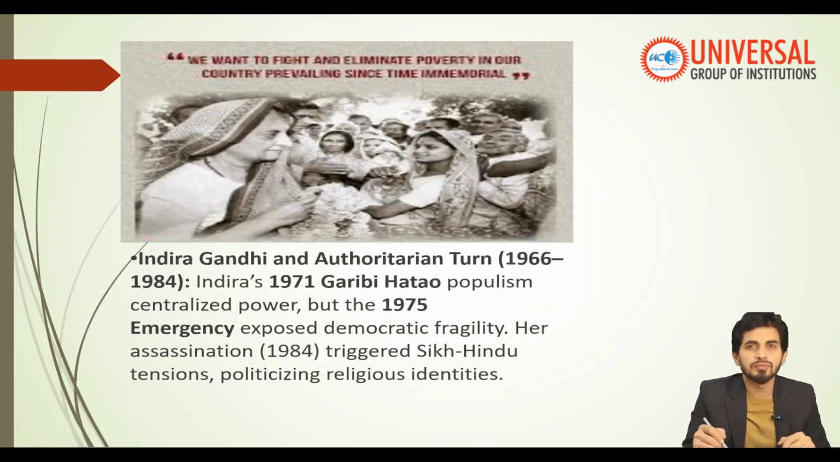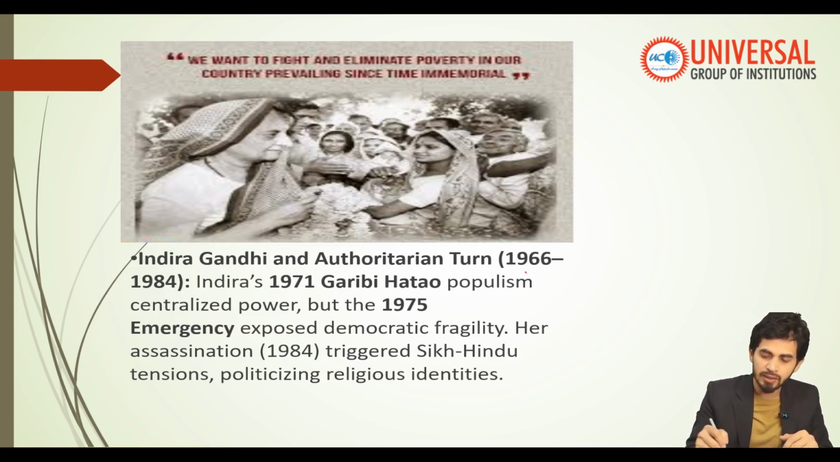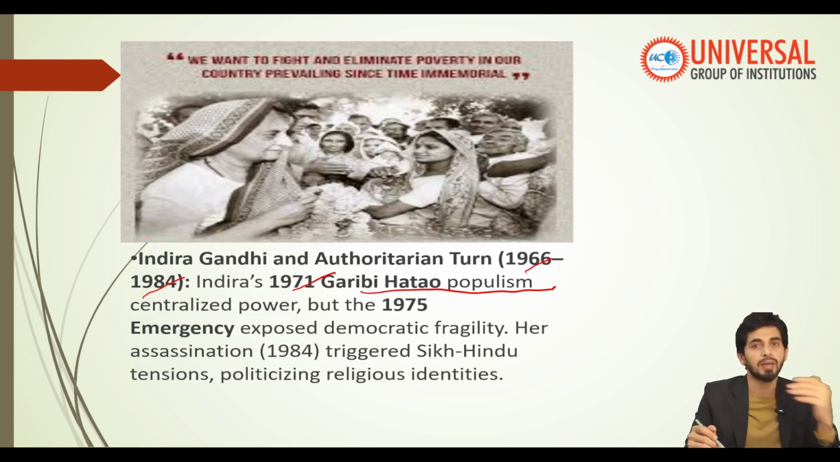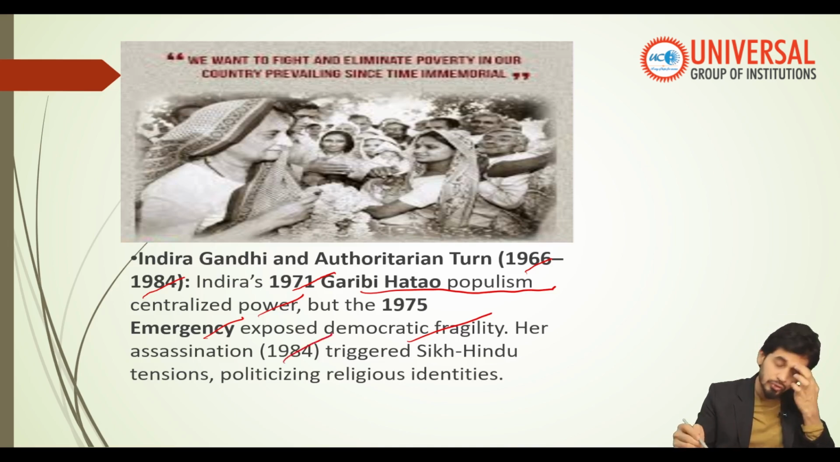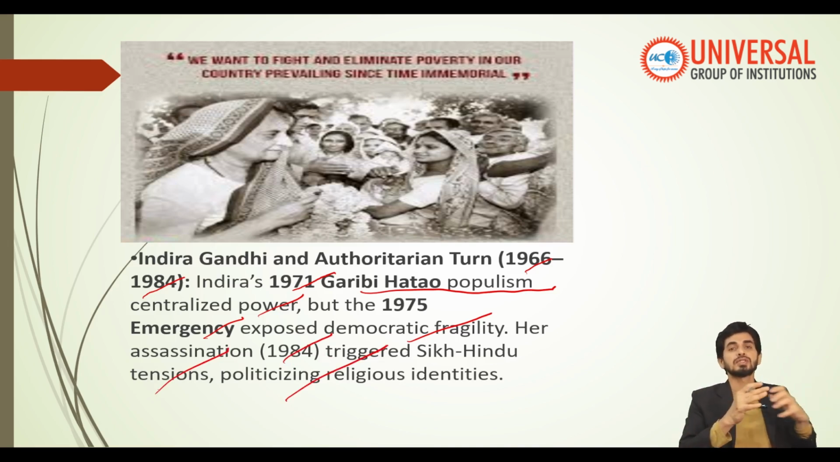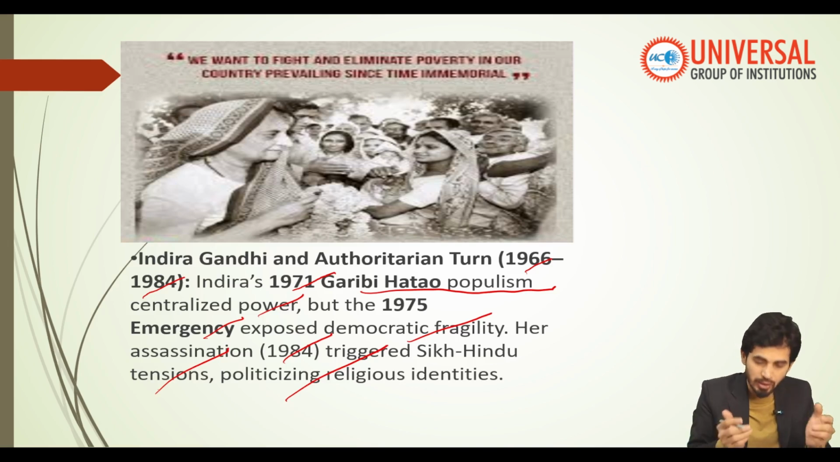After Nehruvian socialism, we see the authoritarian regime of Indira Gandhi, and it started from 1966 and ended in 1984. And Indira's 1971 Garibi Hatao slogan, which is a populist slogan that became popular among Indians, and she was brought back into power after she lost the elections. And this led to the 1975 emergency, which exposed the democratic fragility of India. And her assassination in 1984 triggered Hindu-Sikh tensions, politicizing religious identities. See, all these issues in the current Indian political structure, the roots are here.